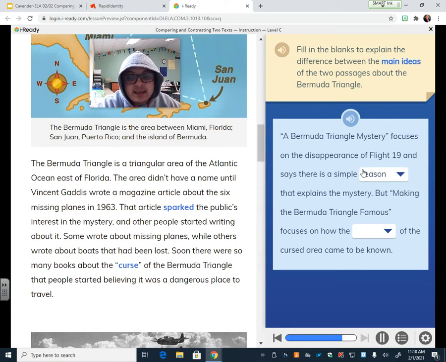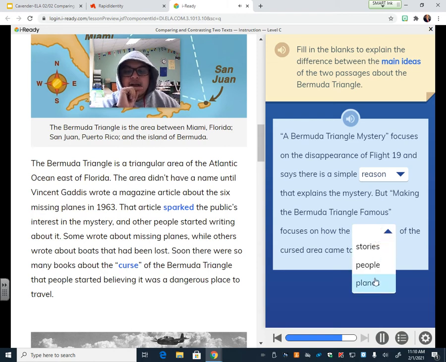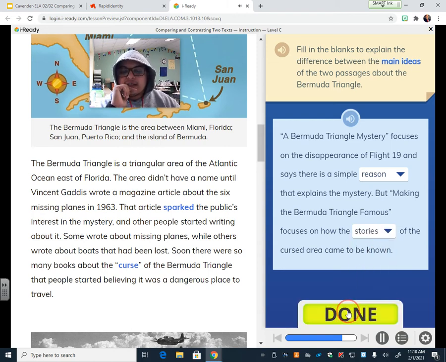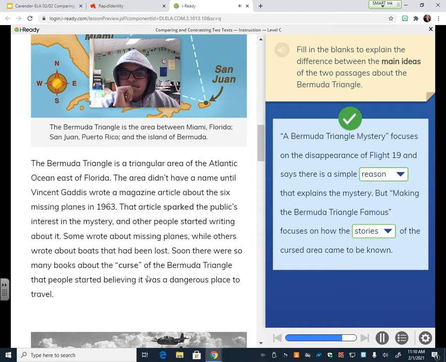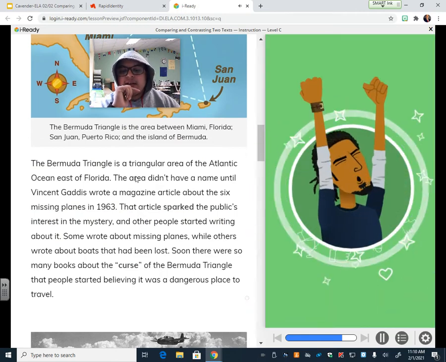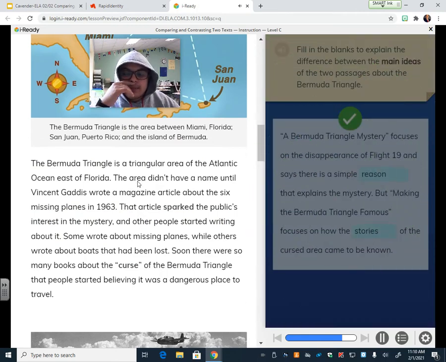But making the Bermuda Triangle famous focuses on how the stories of the area came to be known. I'll read that again. But making the Bermuda Triangle famous focuses on the blank of the cursed area to become known. So the stories, because this second one tells about all the stories that people wrote.